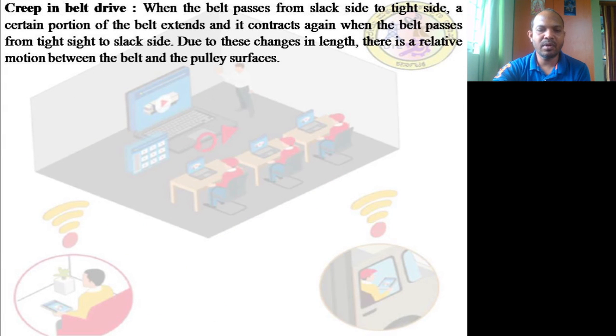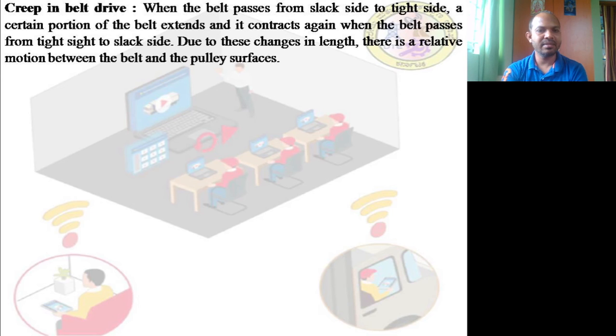Now one more important terminology related to belt drives is creep. Creep is one of the important factors being considered, and it is also expressed as a percentage. It has an effect on the velocity ratio. The result of a belt slipping is to reduce the velocity ratio of the system.